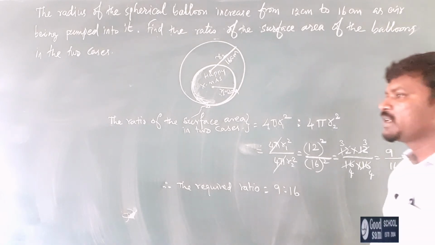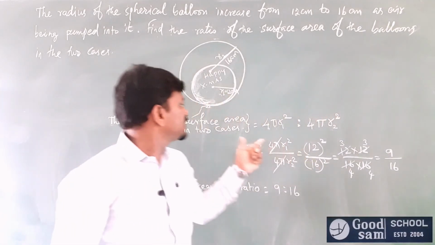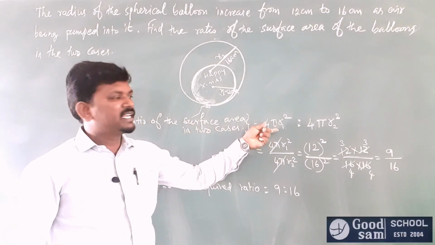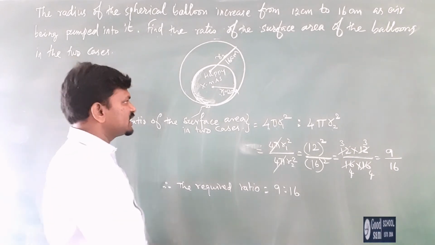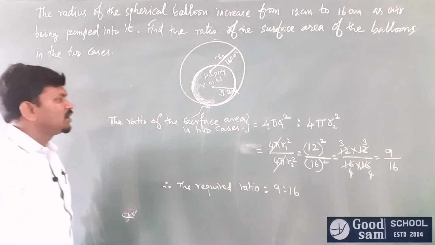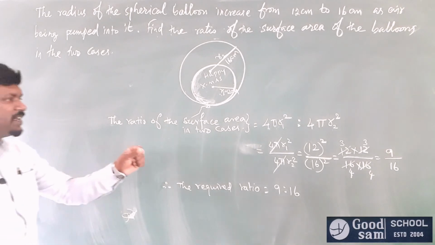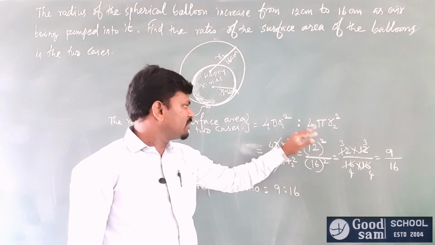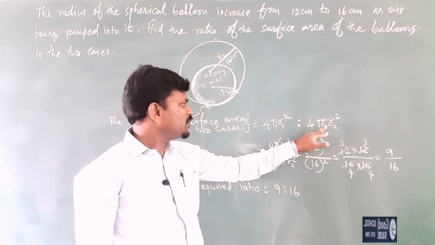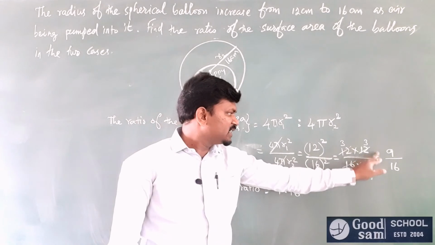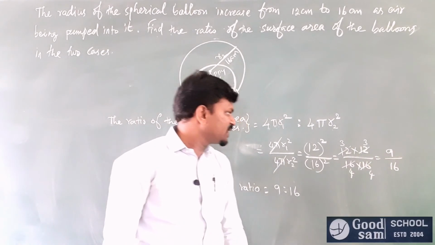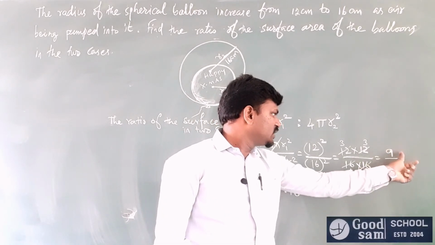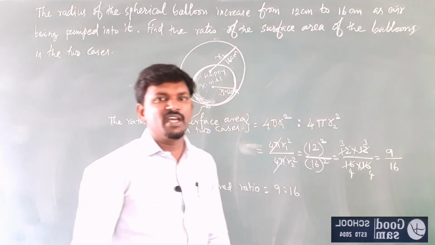Some are based on volumes. If the question asks about surface area, we use the surface area formula. If they are asking volume, just write the volume formula. So 4 by 3 pi r cube. 4 by 3 pi will be cancelled, r1 cube by r2 cube. Similarly we can simplify, and we will get 27 by 64, the ratio of the volume.